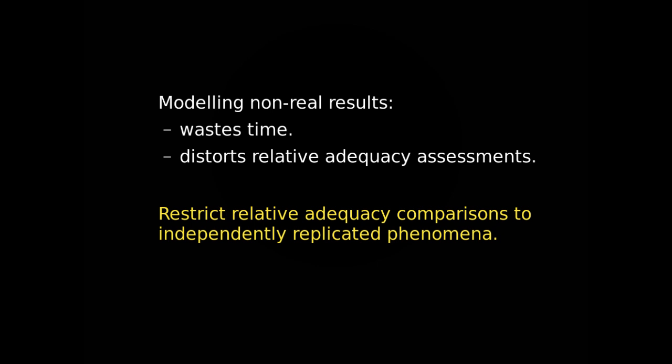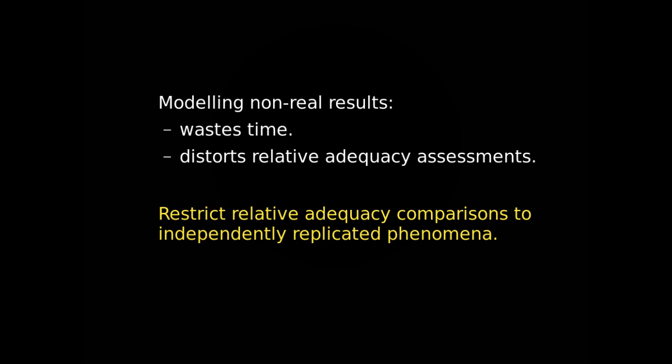A model should not be penalised for failing to accommodate a non-real result, yet inclusion of non-real results means this may happen. So, to guard against wasted effort and potentially misleading conclusions that come from simulating non-real results, we propose a minimum standard that relative adequacy assessments of formal models are restricted to independently replicated phenomena.